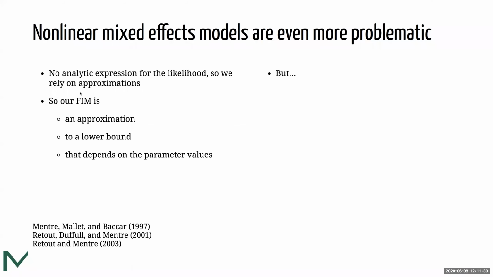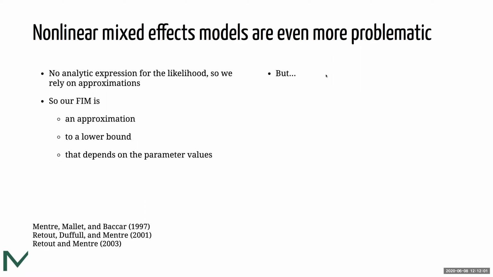But it gets worse. Not only are we dealing with nonlinear models, we're usually dealing with nonlinear mixed effects models, which means that we don't have closed form solutions for the likelihood, which we need to calculate the information matrix. So we rely on approximations. There are some references here which describe some of those approximations. So it means our information matrix is an approximation to a lower bound that depends on the parameter values.